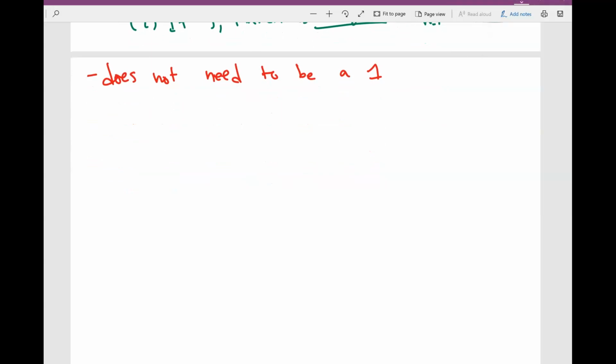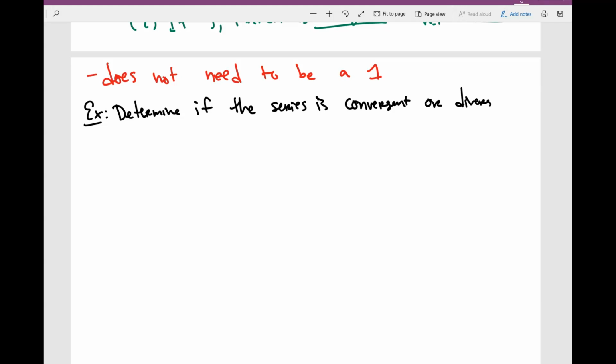So here's an example. Determine if the series is convergent or divergent. Okay, and here's my first problem: the summation from n goes from 1 to infinity of 1 over n squared. So we're going to try to figure out whether this thing is going to be convergent or divergent.